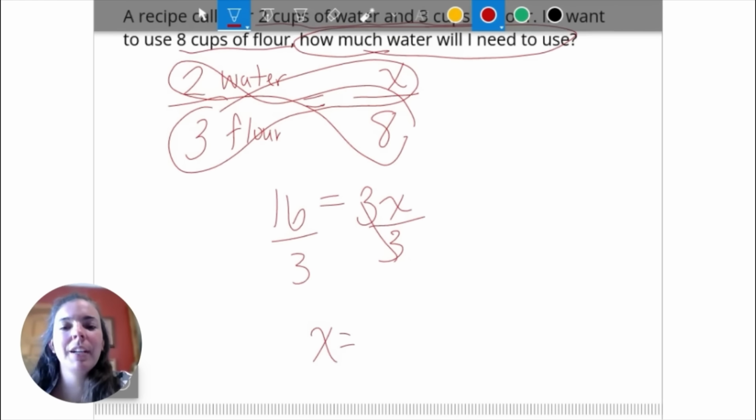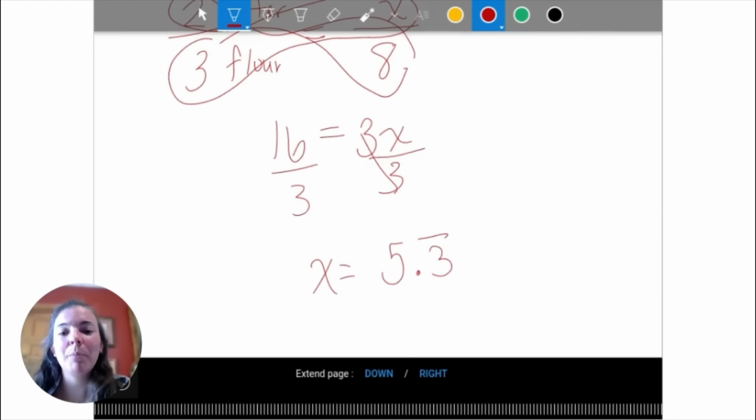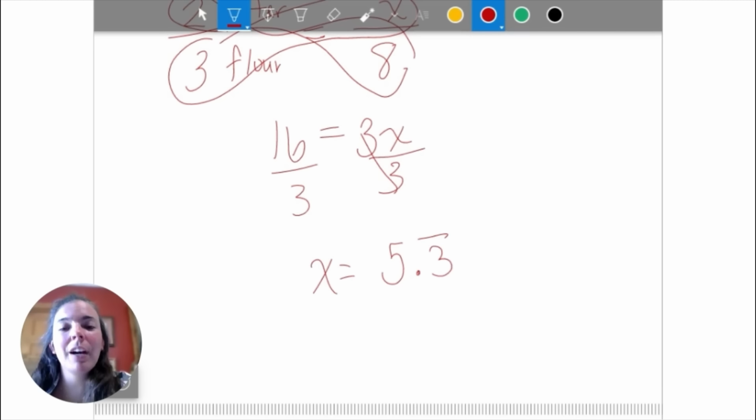So 16 divided by 3 as a decimal would give me 5.3 repeating. Okay, but that's not really helpful in terms of a recipe, right? You don't have like a 0.3 repeating measuring cup. So it's really helpful to know that this 0.3 repeating is the same thing as 1/3. So this is really just 5 1/3 cups of water.